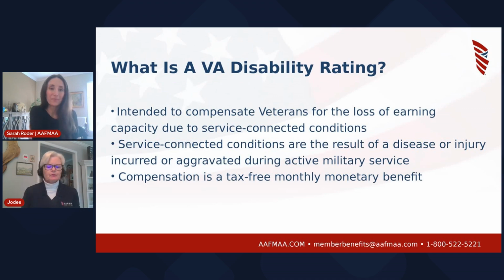So what is a VA disability rating? A medical condition will only be granted service connection by the VA if it is the result of an injury or disease which occurred on active duty military service, or if that injury or disease was made worse by active duty military service. The one exception to that statement is the presumptive conditions that the VA now recognizes due to exposures, such as Agent Orange and the burn pits.